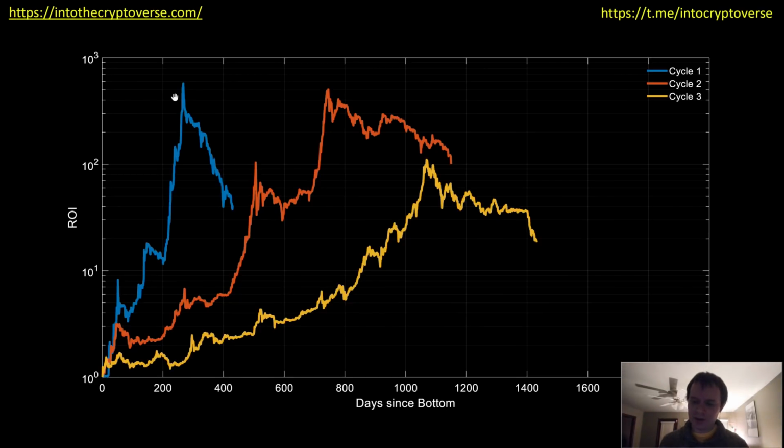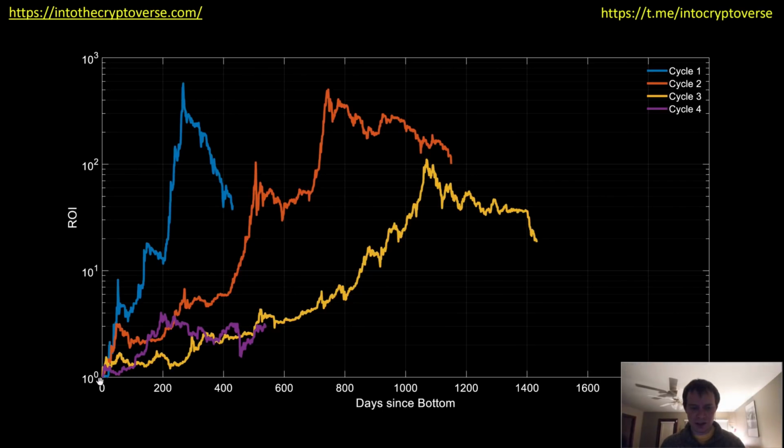So if we assume that $3,100 was the bottom in December of 2018, and it would have been about a year after the peak, then we can say that our next market cycle, our fourth cycle, this is what it looks like.